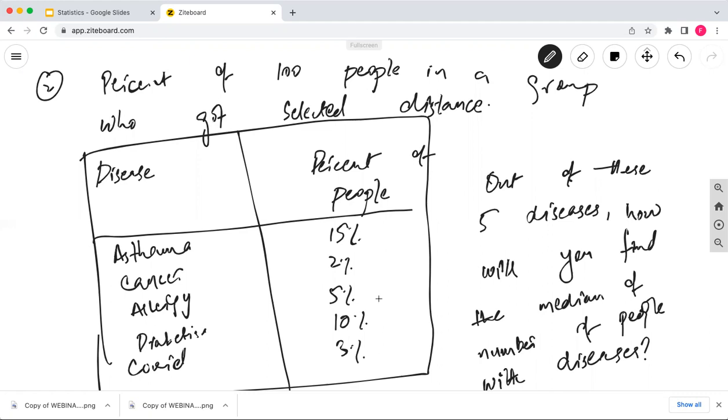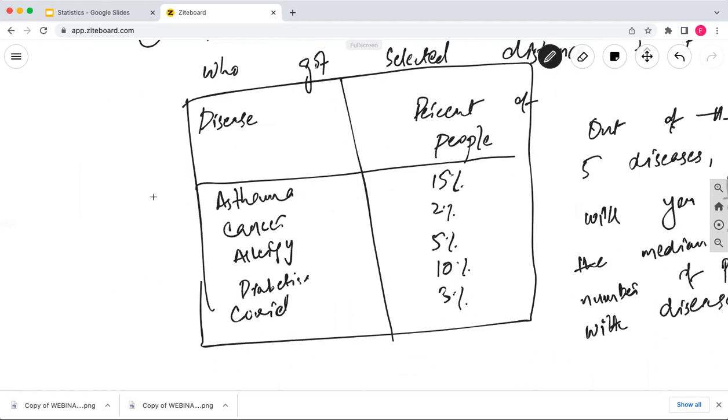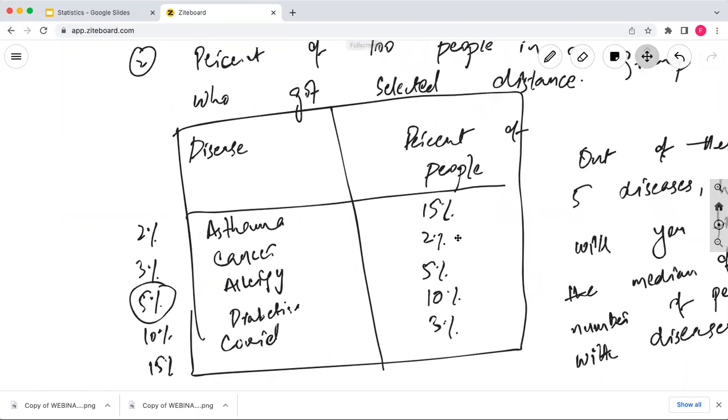In this scenario, first of all, you need to arrange these in order. What will be the first one? 2%. Second one, 3%. Third one, 5%. Fourth one, 10%. And last one, 15%. Now you have 5 values. The total number is odd, so the median is just the middle value, which is 5%, right? So just take 5% of the total, which is 100, and that will be your median in this scenario. Got the point?